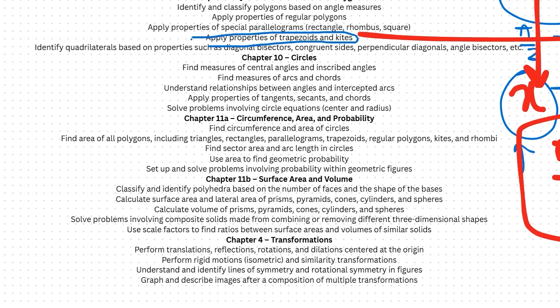Properties of trapezoids, kites. These are all also mentioned in the notes. Quadrilaterals properties. So identify quadrilaterals means the table which I have drawn. Side lengths, slopes. That is enough. Side lengths, diagonal lengths, slopes.